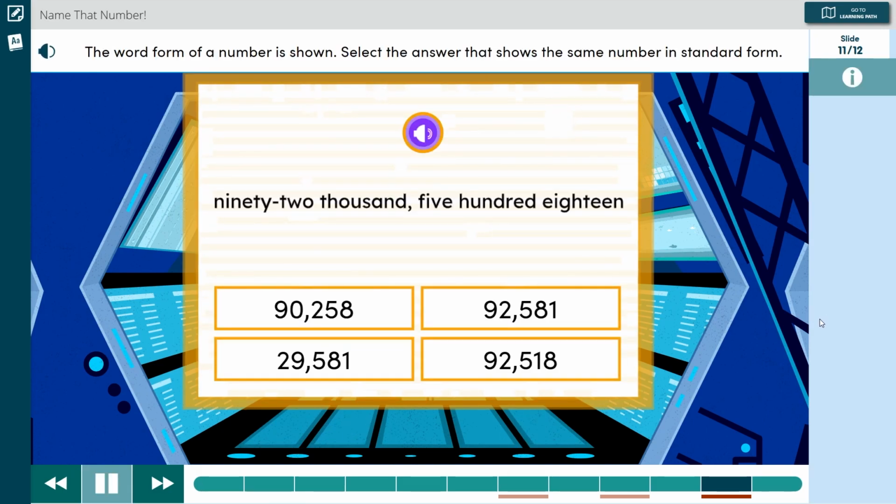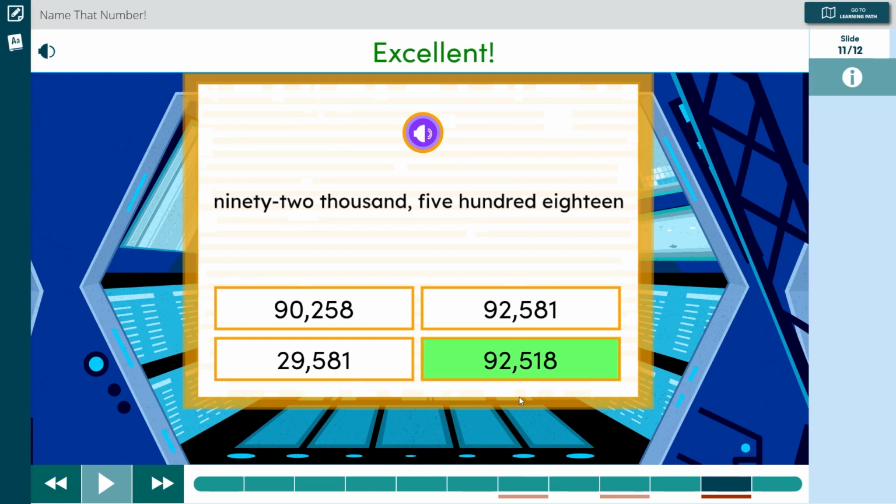The word form of a number is shown. Select the answer that shows the same number in standard form. 92,518. Excellent.